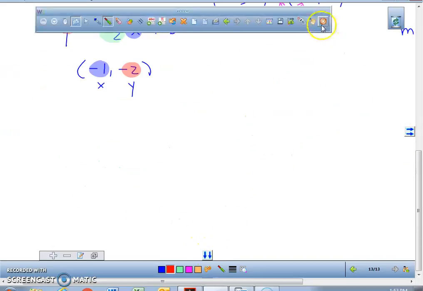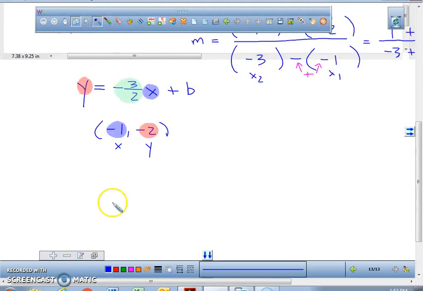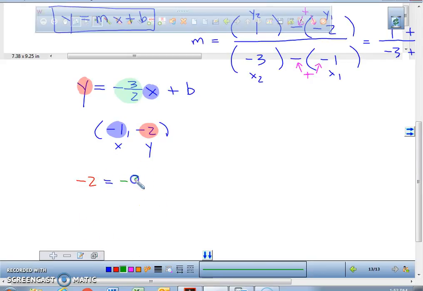So let's see what we get. So now, what is my y value? Negative 2. We're going to put equals my slope of negative 3 over 2. I'm going to open up a parentheses. What number am I plugging in there? Negative 1. And then I'm going to add the b value, which I'm solving for. Remember, we're solving for your y-intercept. That's the only thing we need to find. Almost done. We have plenty of time.